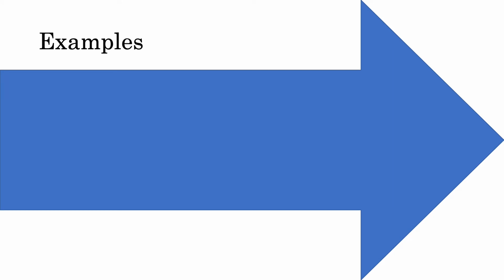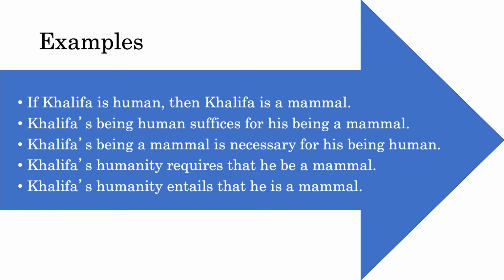Let's see what this looks like with a concrete example, starting with the most basic one. If Khalifa is human, then Khalifa is a mammal. The following are all equivalent ways of saying that same simple if-then statement. Khalifa's being a human suffices for his being a mammal. Khalifa's being a mammal is necessary for his being human. Khalifa's humanity requires that he be a mammal. And Khalifa's humanity entails that he is a mammal.